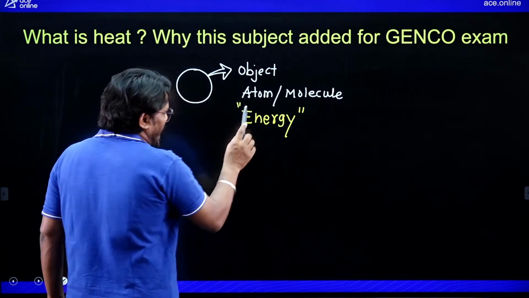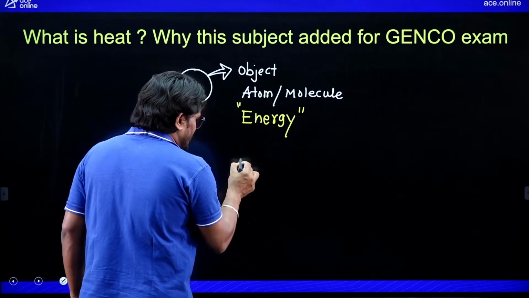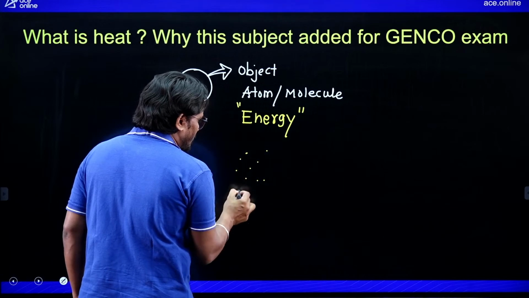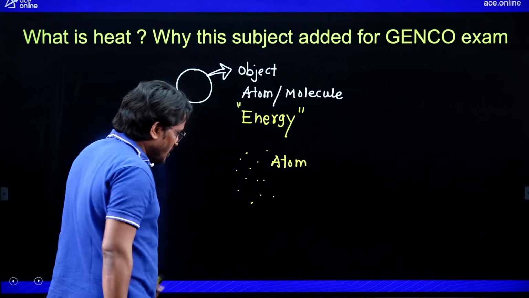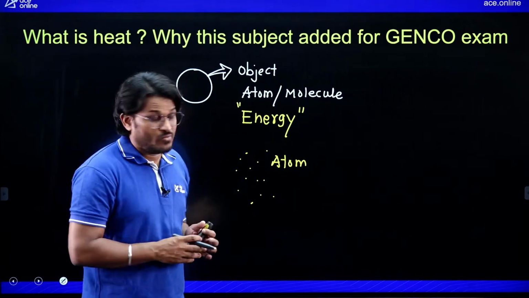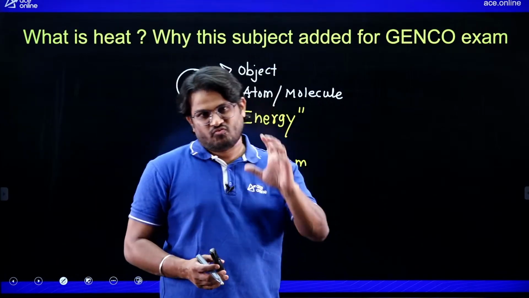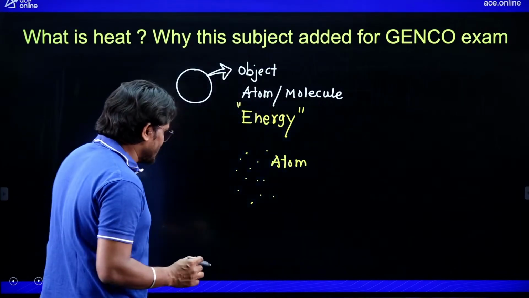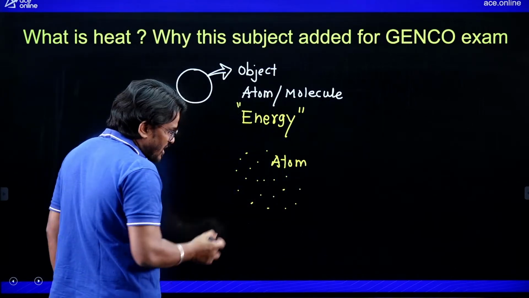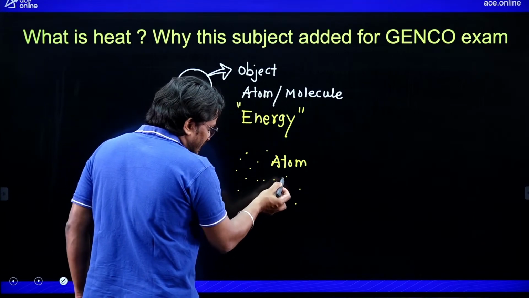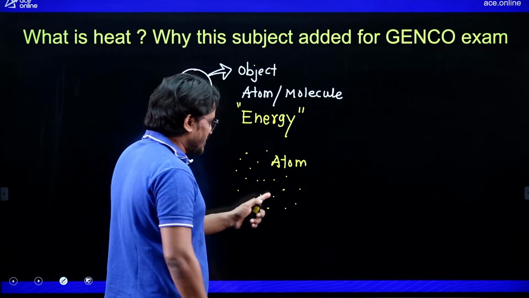But now if you go to atoms and molecules, let us say these are the atoms, right? A human eye can't sense the motion of the atom, so you require a microscopic view of that body. So what does it mean? These atoms are there, and inside they are colliding, bombarding here and there, going here and there. So what does it mean? They have energy.